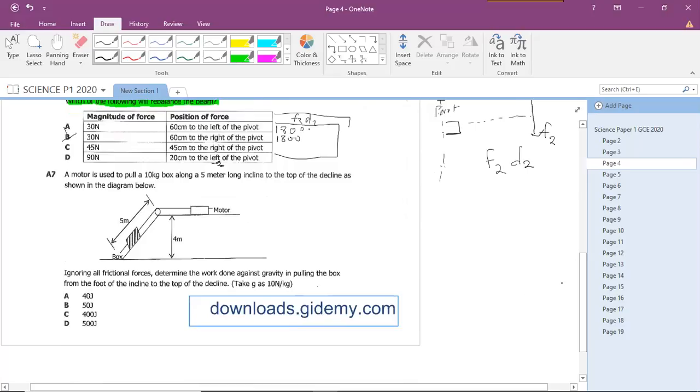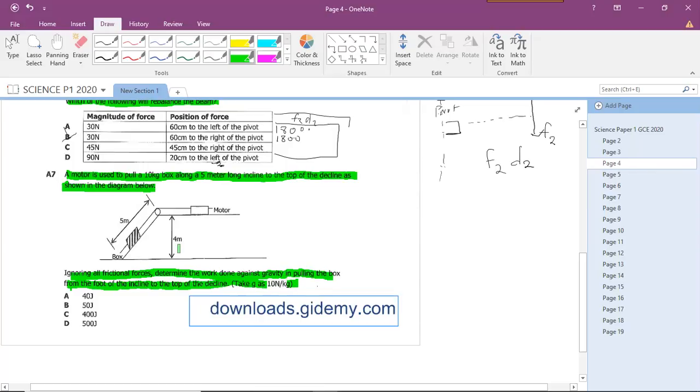Okay, so let's look at this question here. This question is funny because we have to actually use the vertical distance, not the horizontal distance. I'll show you just in a bit. They are saying a motor is used to pull a 10 kg box along a 5-meter long incline to the top of the incline as shown above.